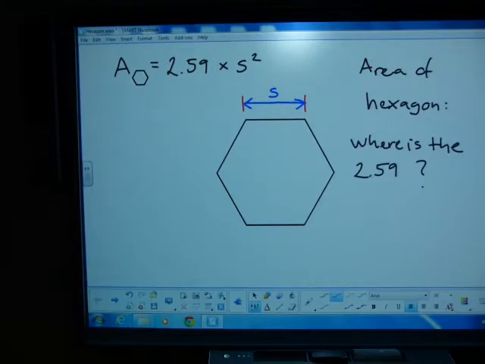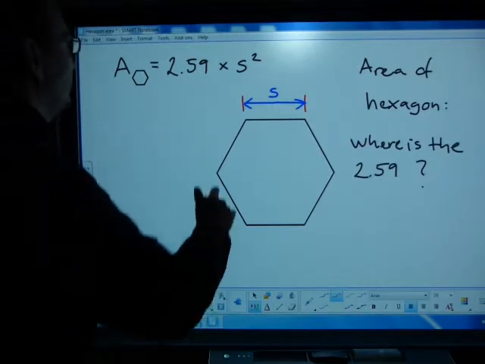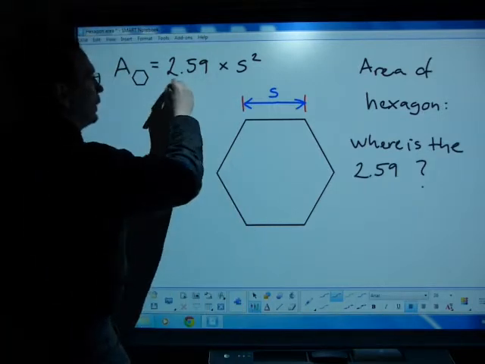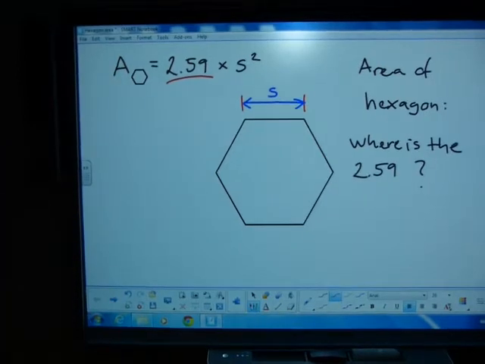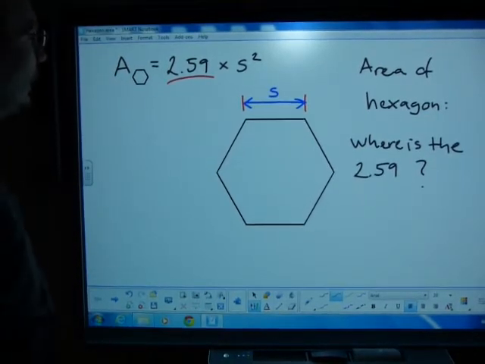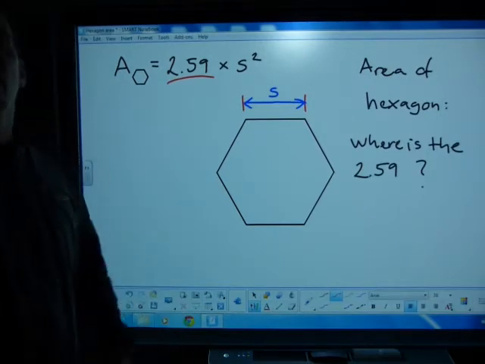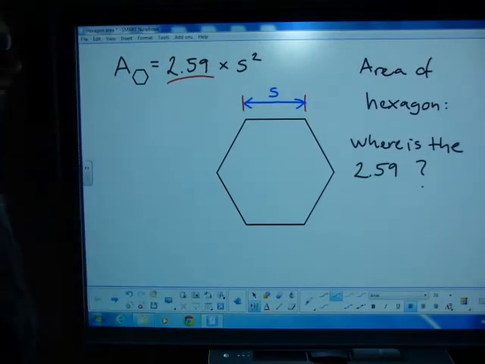In this video I'll show you what this is. I'm going to walk you through step by step what it is and where it comes from. It's going to be an adventure. First off, before we set out, the 2.59 is an inaccurate number. It's an approximation and doesn't give you the exact area of the hexagon.